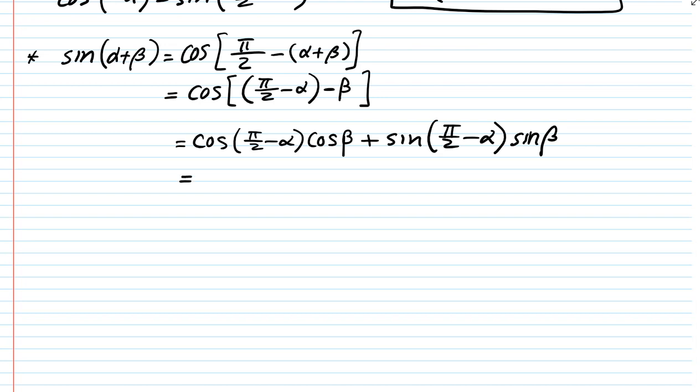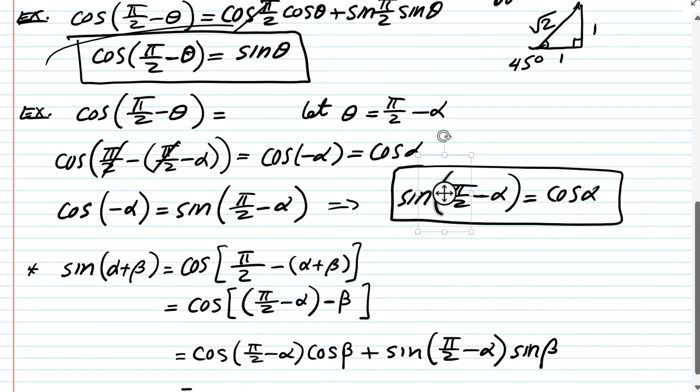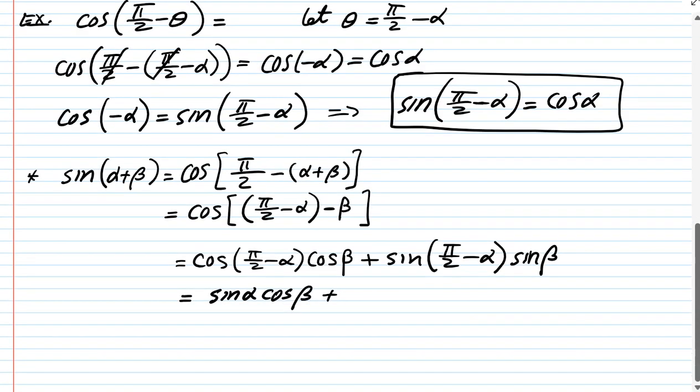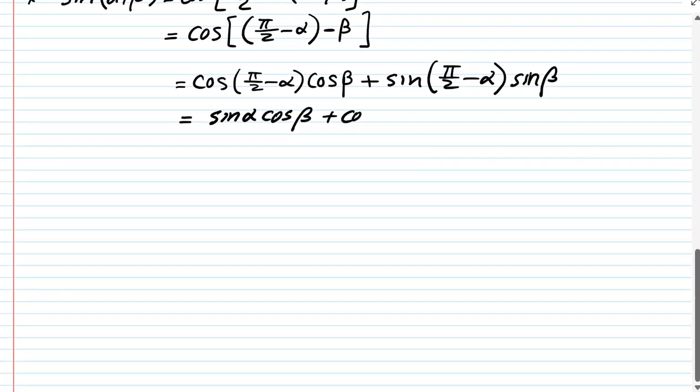And what is cosine of pi over 2 minus alpha? Cosine of pi over 2 minus an angle is equal to the sine of the angle. So that's just going to be sine alpha cosine beta plus sine of pi over 2 minus alpha, which is cosine, right? So this is going to be cosine alpha times sine beta. And this is the formula we're going to use for the sine of the sum of two angles. So we just showed that.